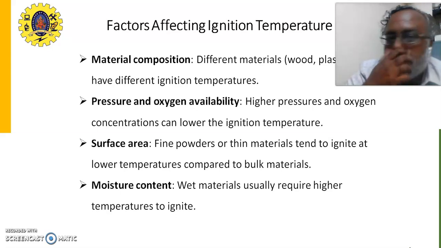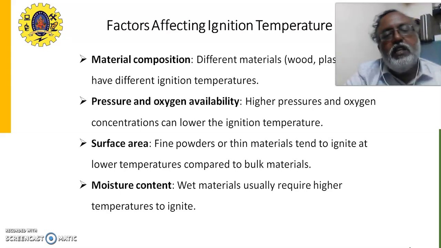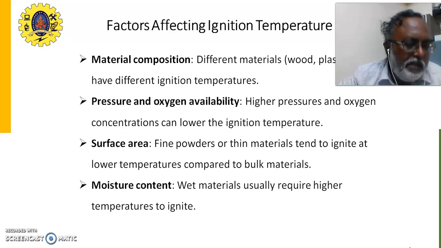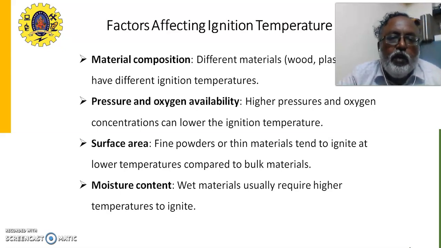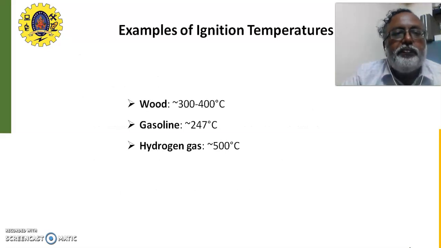There are some factors affecting the ignition temperature, mainly material composition, pressure and oxygen availability, surface area as well as moisture content. Different materials, wood, plastic, fuel, have different ignition temperatures. Higher pressure and oxygen concentration can lower the ignition temperature. Fine powders or thin materials tend to ignite at lower temperatures compared to bulk materials. Wet materials usually require higher temperature to ignite.